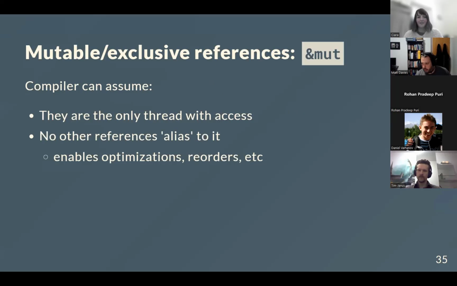With exclusive references, the compiler is allowed to assume that they are the only thread with access. That's this idea of exclusivity. And no other references are going to be aliasing to it, because it's not just that you can only have one exclusive reference. If you've got an exclusive reference, there are also no shared references as well. And that enables optimizations because you can assume that none of them are aliasing to it. You can reorder things that you wouldn't otherwise be able to reorder by virtue of the fact that you can assume any other references in that scope are not going to be referencing the same underlying data.